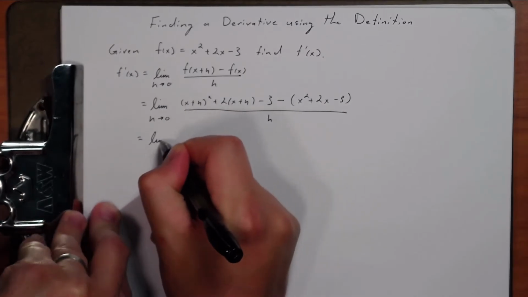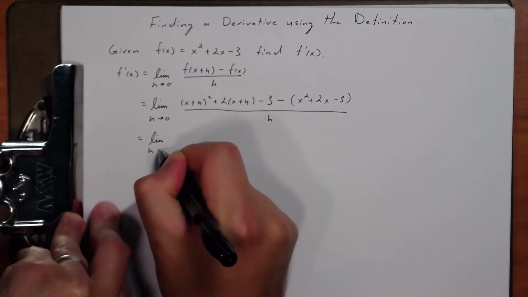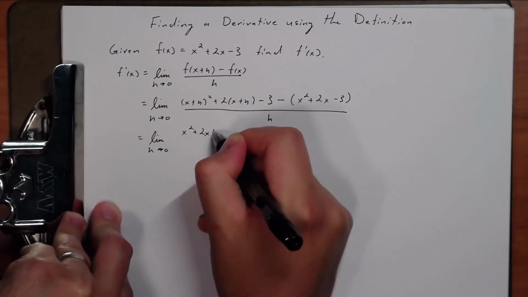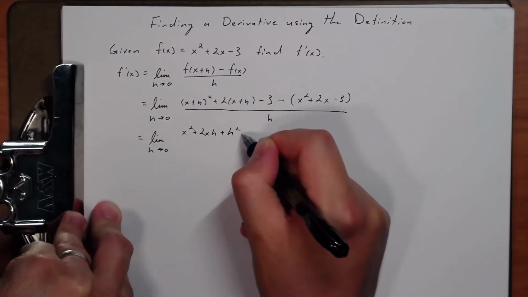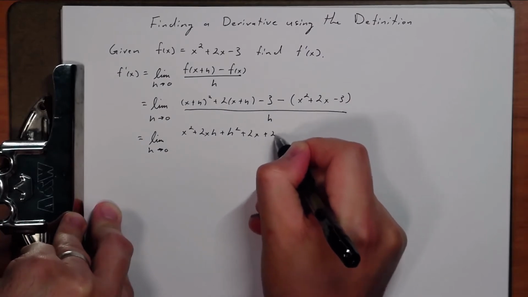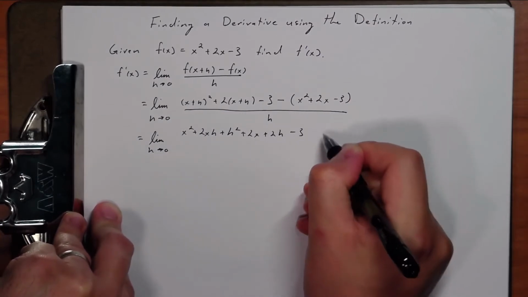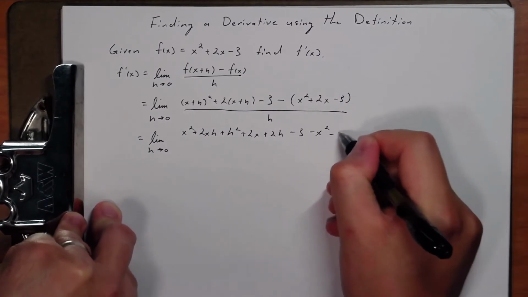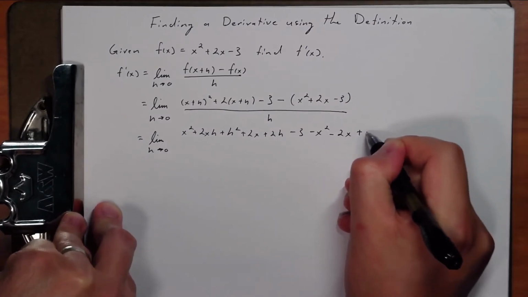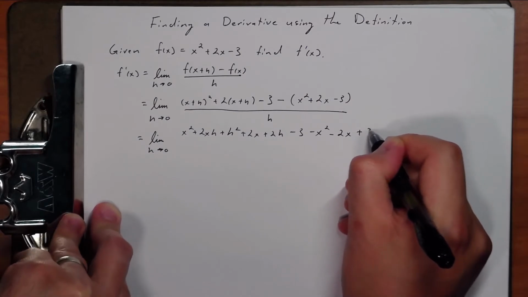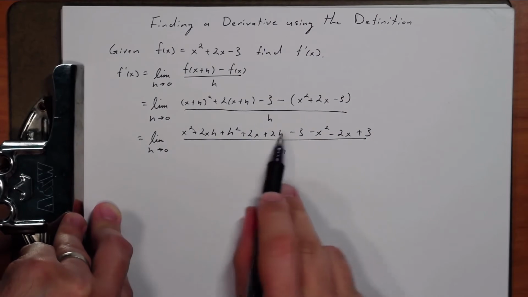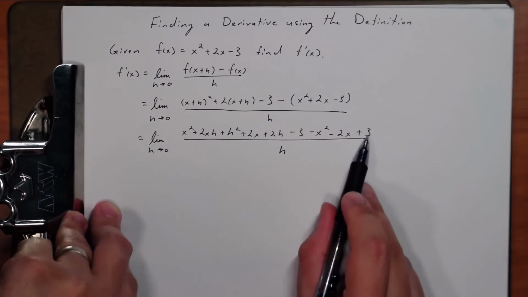Moving on, we take the limit as h goes to 0 of x squared plus 2xh plus h squared plus 2x plus 2h minus 3. And now I'm going to distribute the negative. I do this in a very specific way and don't really do a lot of cancellation here at first, because if we look through the pieces of this, we see many of these same pieces.